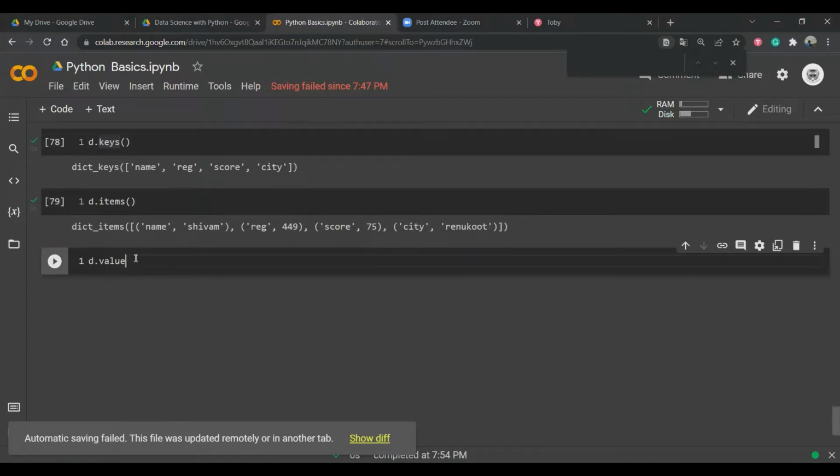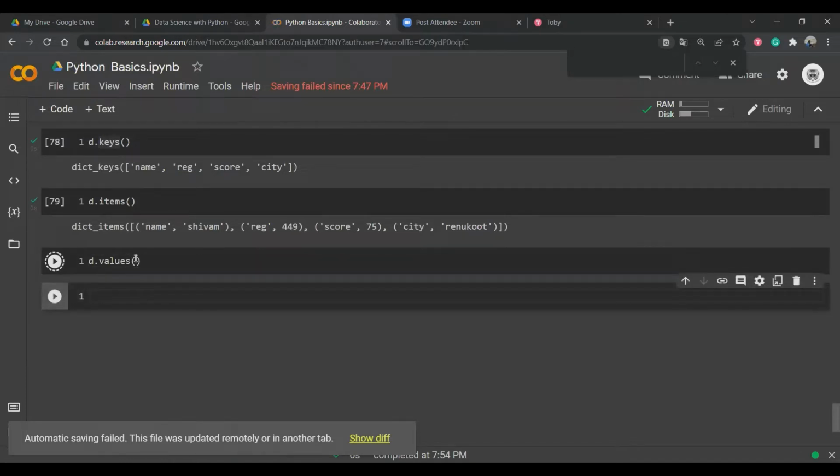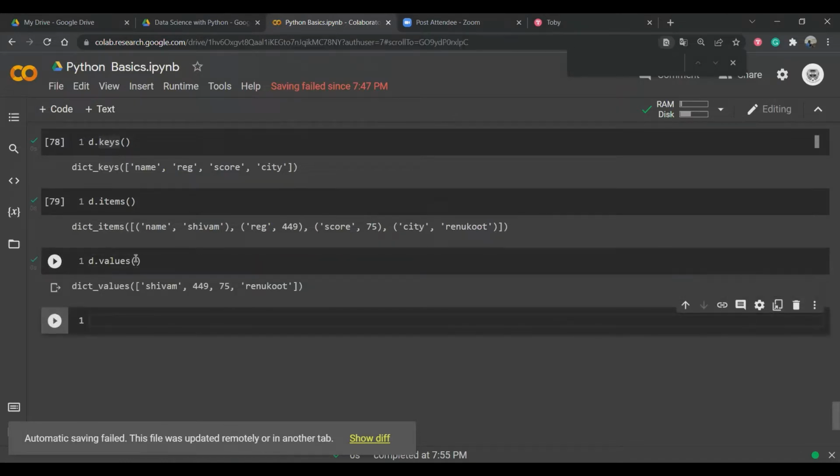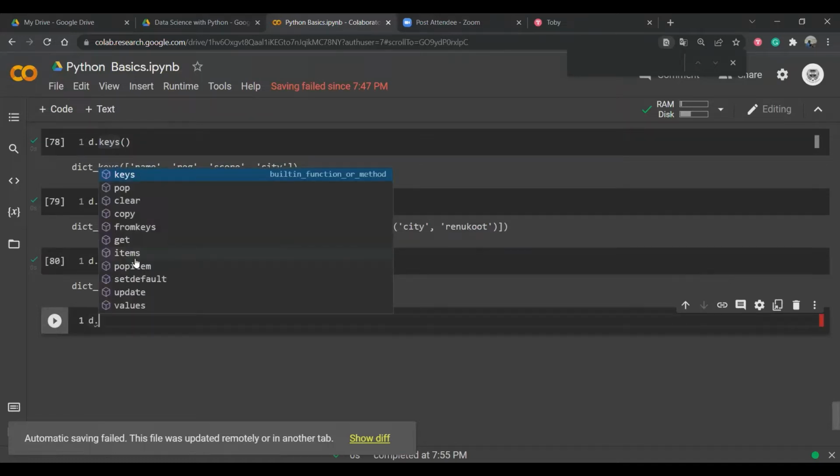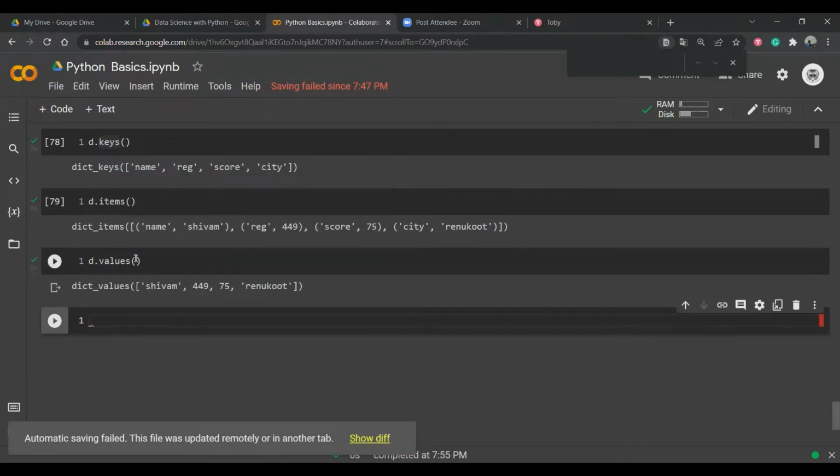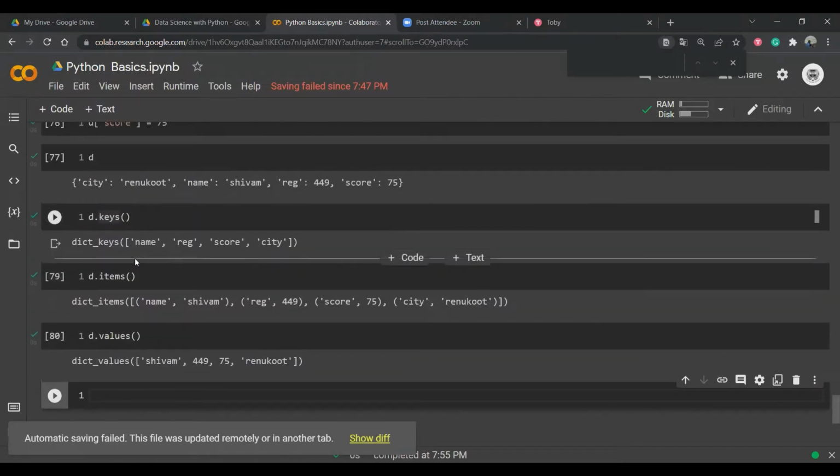Now if I want to check only values, yeah, this is possible. Now if I want to update my dictionary, there is one option called update. Update is an important function. Update works in a similar way to extend in the case of a list, just like extend works in a list, here update works in a similar fashion.